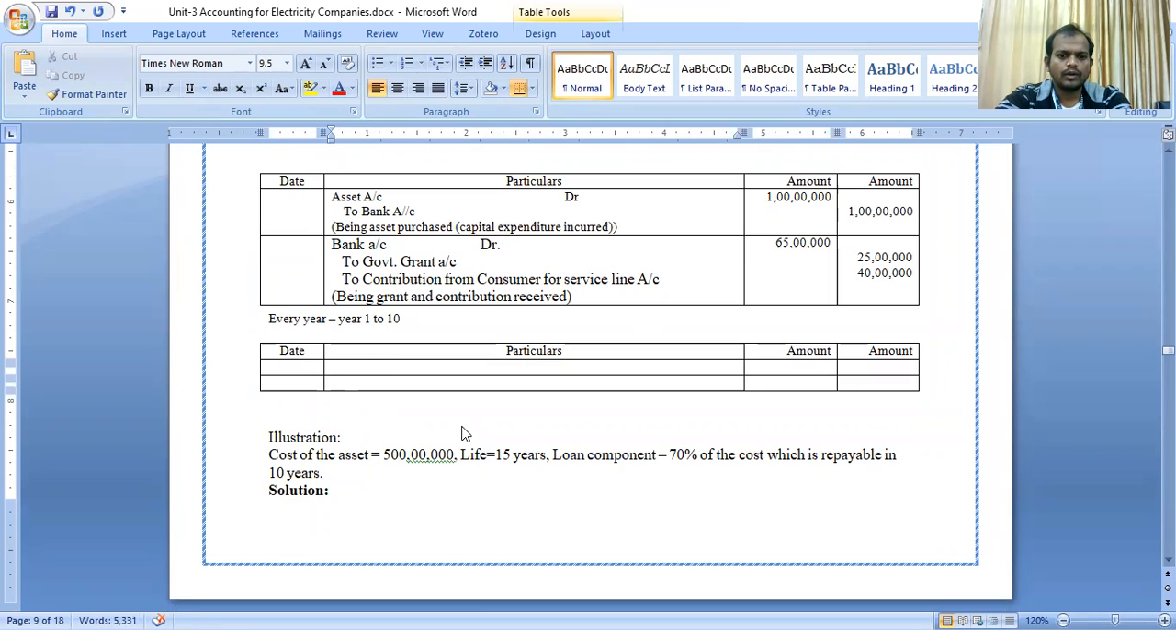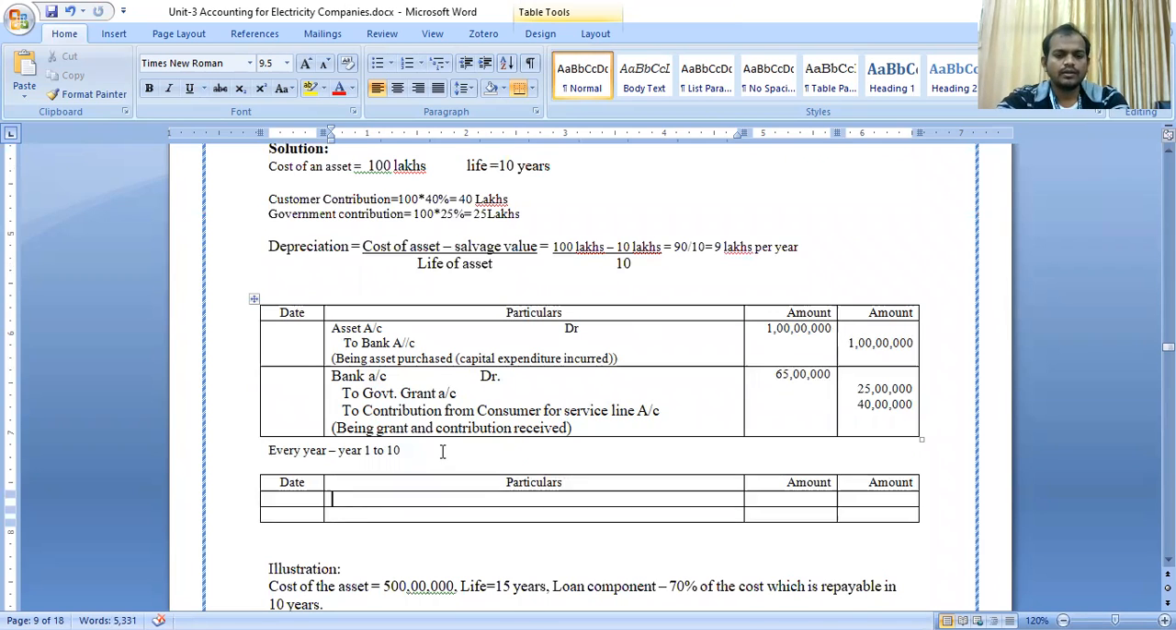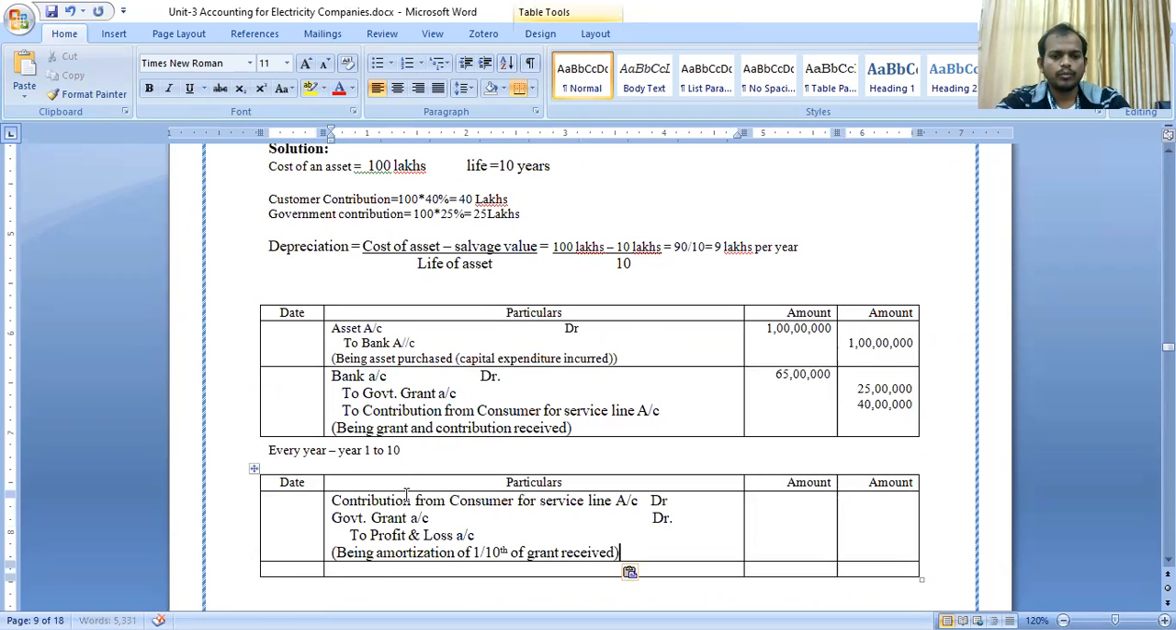We have to amortize this grant. So how much portion do we have to amortize? First of all, we'll pass the entry. Government grant account debit, customer contribution account debit, to profit and loss account, being amortization of 1/10 of the grant received.